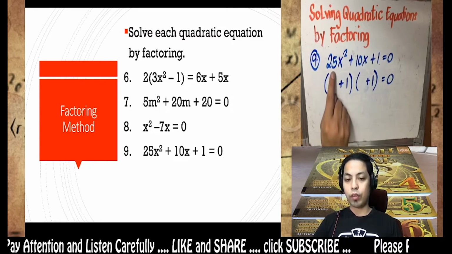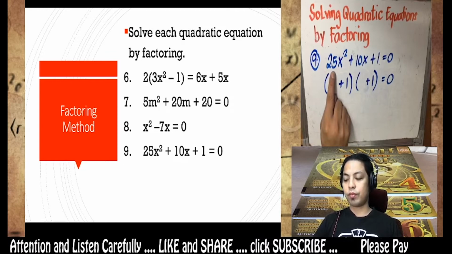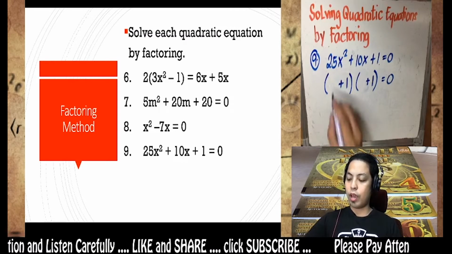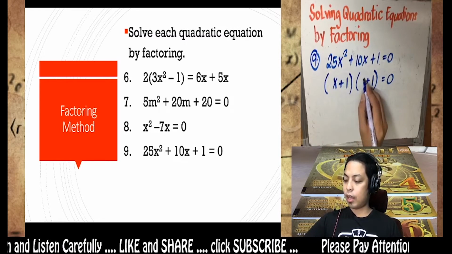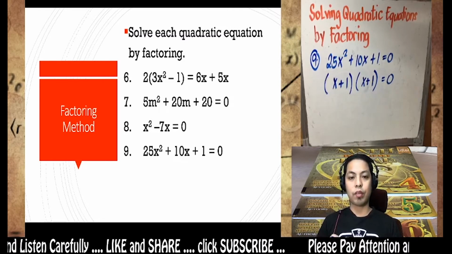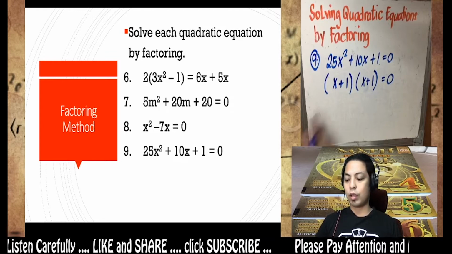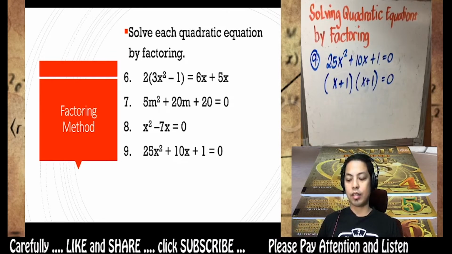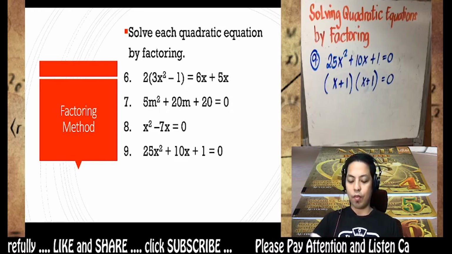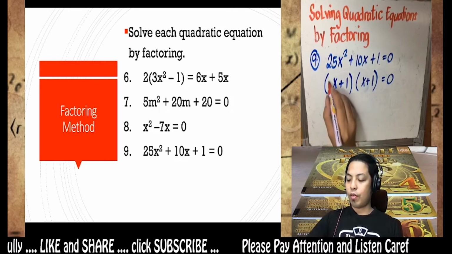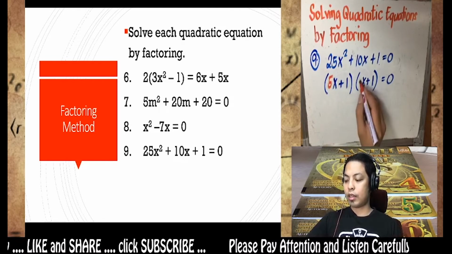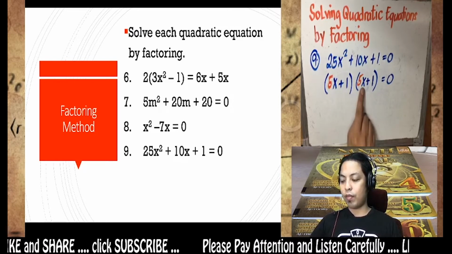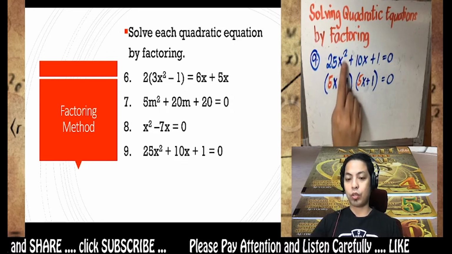Now, here, in 25x squared, so meaning meron tayong x. Pero kailangan natin ng 25 na lumabas. Ano kaya yung factor niya na kailangan maging 10? So, yon. We have here 5x times 5x. 5x times 5x is 25x squared.